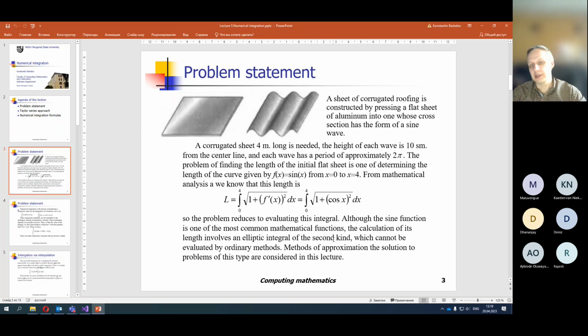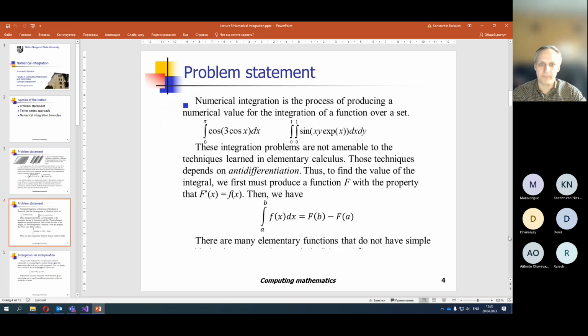Trigonometric functions are very simple functions. We always use them as examples. But in spite of their simplicity, we cannot find this integral by using ordinary methods. Nobody can find it, because there is no formula for computing the integral of this function. We can find only the numerical approximation.